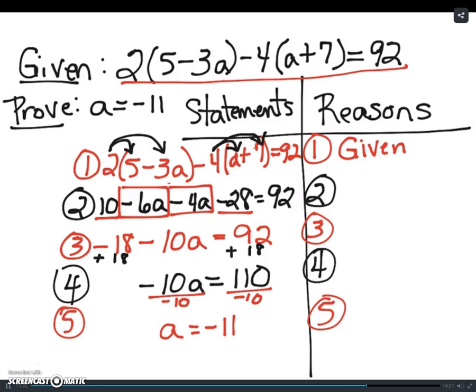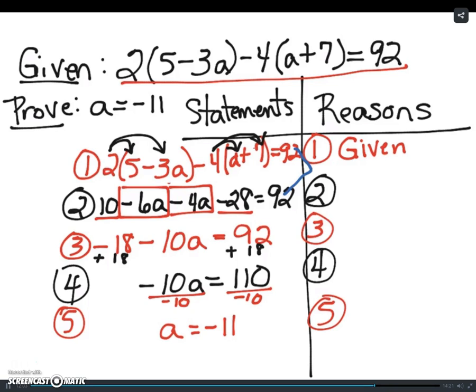Okay, so now we have to go back and fill in our reasons. Okay, and so the trick here is going to be, what did we do to go from the previous step to get to this step? Okay, so we're saying, okay, to go from step 1 to step 2, we had to distribute.